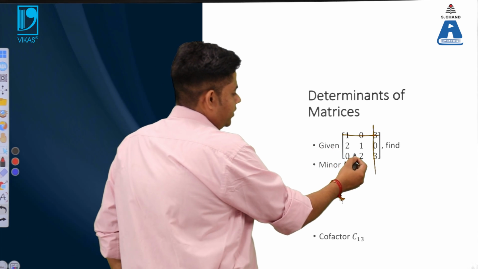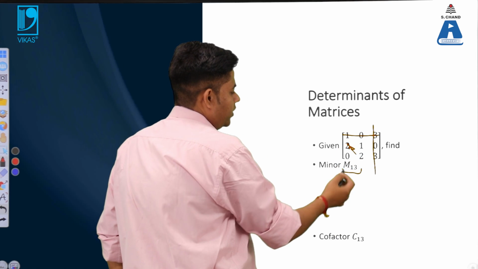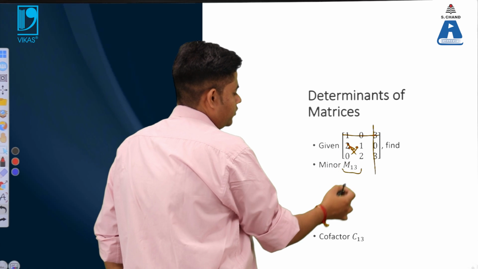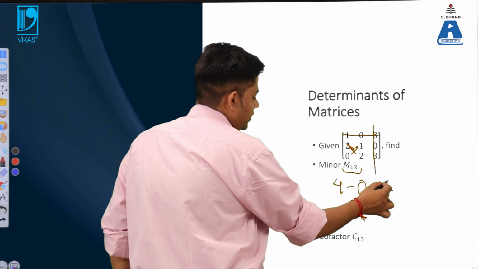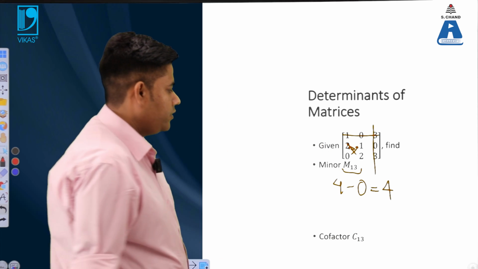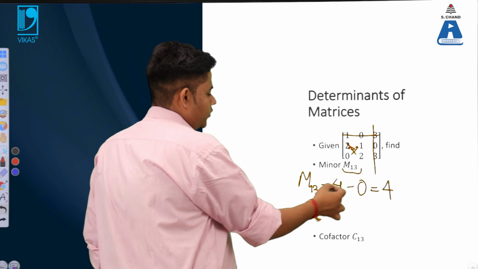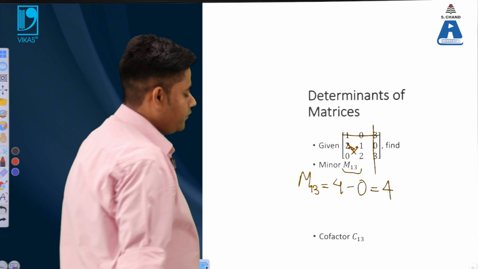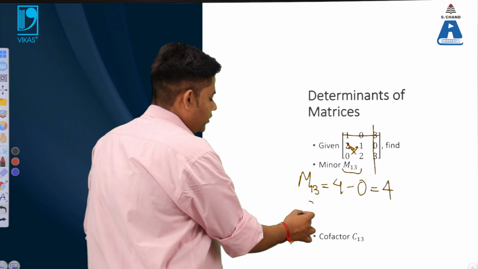To find out the determinant of the remaining elements, I have told you that we need to go with the down product and then the up product. So 2 into 2 is 4 minus 1 into 0 is 0. That means we will get this value as 4. So the minor, which is associated with the 1, 3 element, is 4.